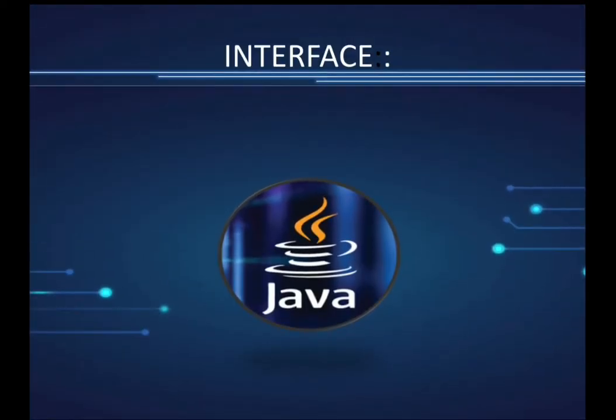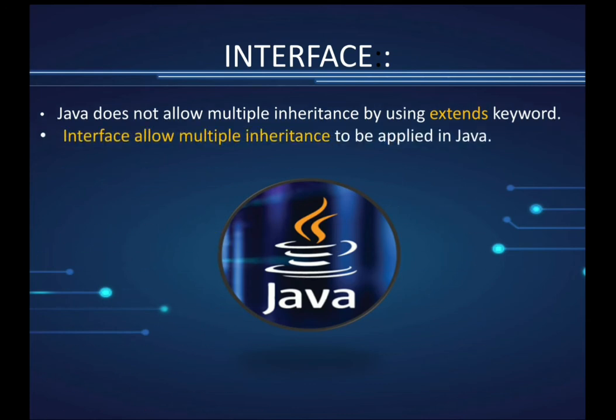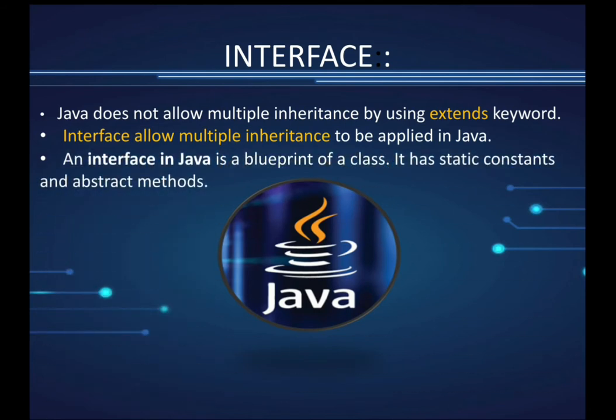Now see interface. Java doesn't allow multiple inheritance by using the extends keyword. That's why we have interface with us. Interface allows multiple inheritance to be applied in Java. An interface in Java is a blueprint of a class. Just like a class, it is a blueprint of a class.